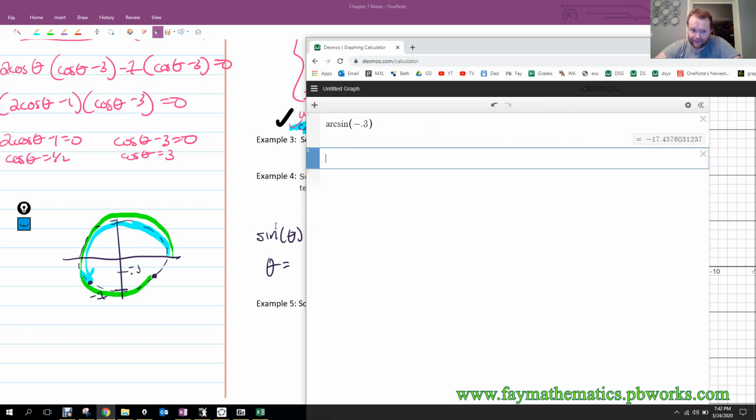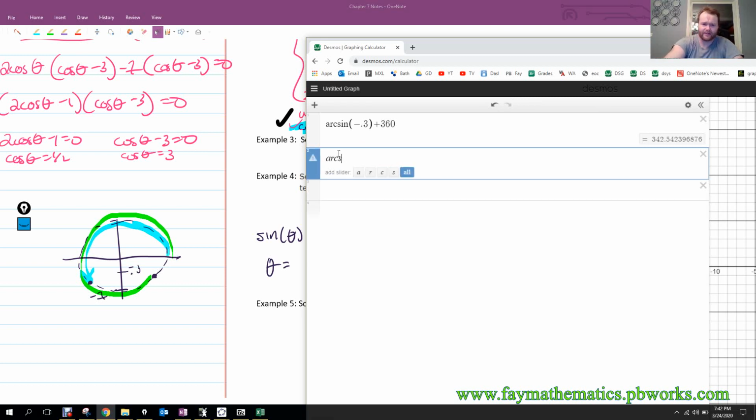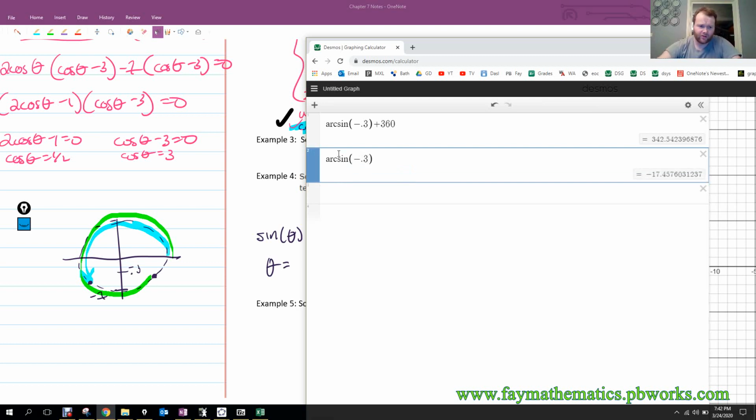Again, remember, we don't like negative angles. So I'm going to add 360 to that. And 342 degrees, 0.54, is going to be talking about that point right there. Okay, that's that terminal point. If I go arc sine of negative 0.3, I'm trying then to get this position over here.